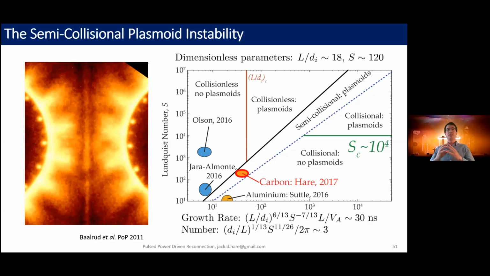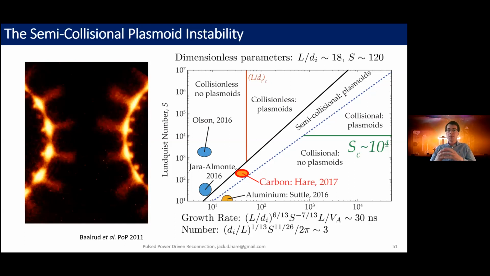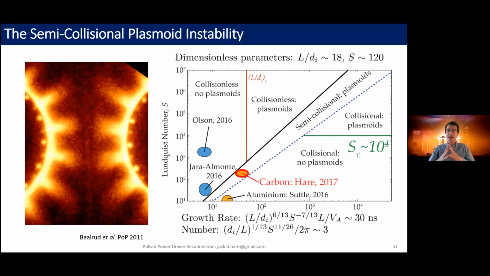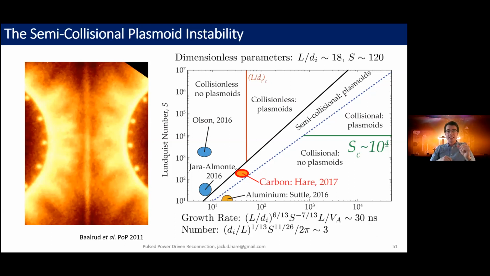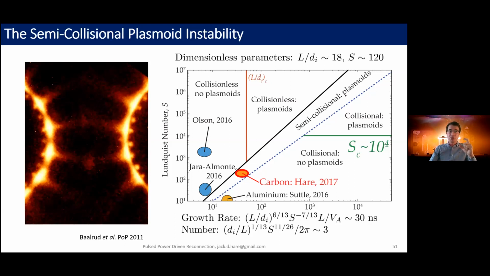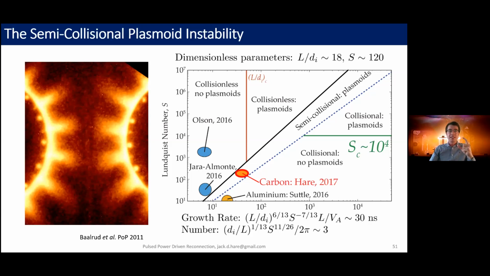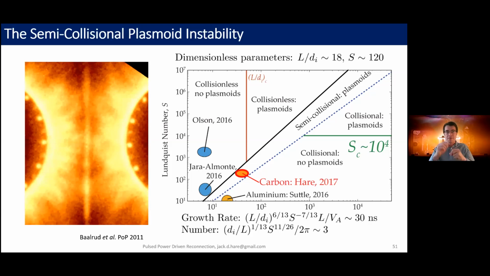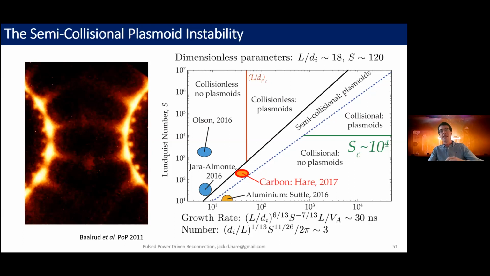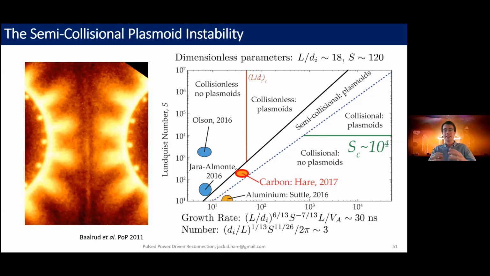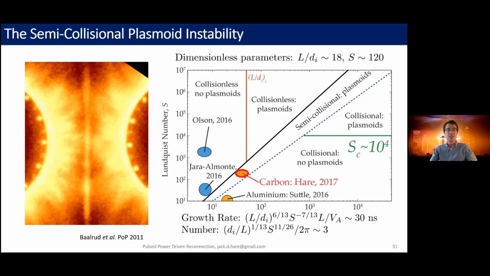So these plasmoids are expected to be one possible path towards fully turbulent reconnection. The idea is that the additional intense current sheets generated between each plasmoid can themselves be unstable to the plasmoid instability and break up further, causing a cascade of energy down to very small length scales, which is one of the ways that we think about turbulence.